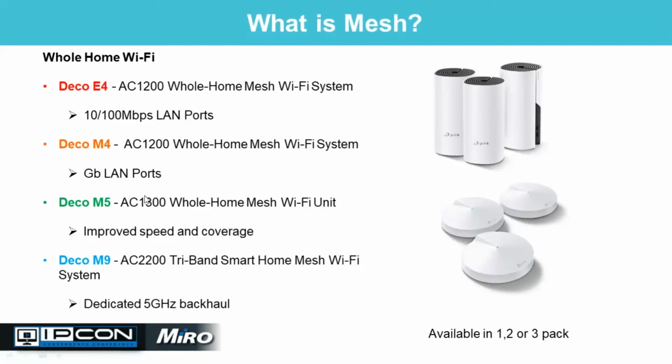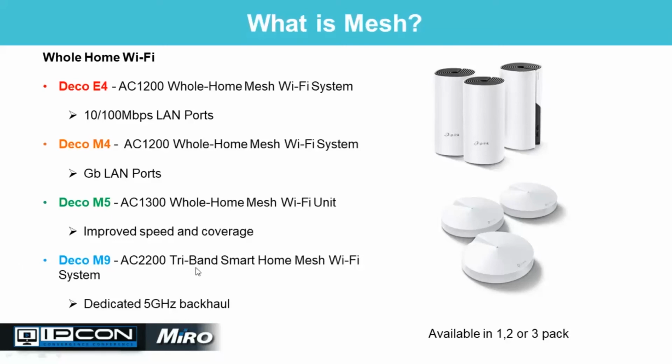Then the next step up from the Deco M4 is your Deco M5. So basically, this just has slightly better coverage and is an AC1300 unit. So you get improved speed and coverage. And then last but not least, you've got the Deco M9, which also looks the same as the M5, which is an AC2200 unit. So hypothetically speaking, you can push 2.2 gigabits per second collectively via all the bands.